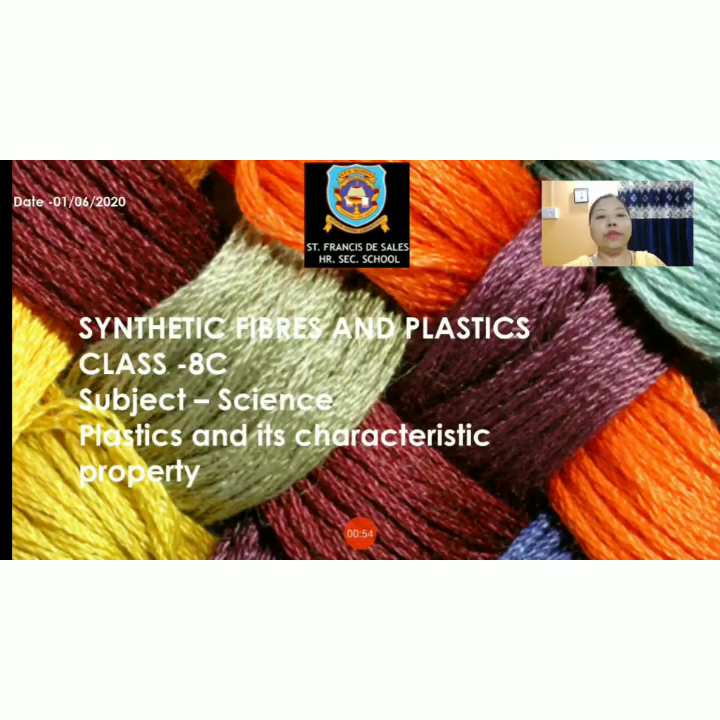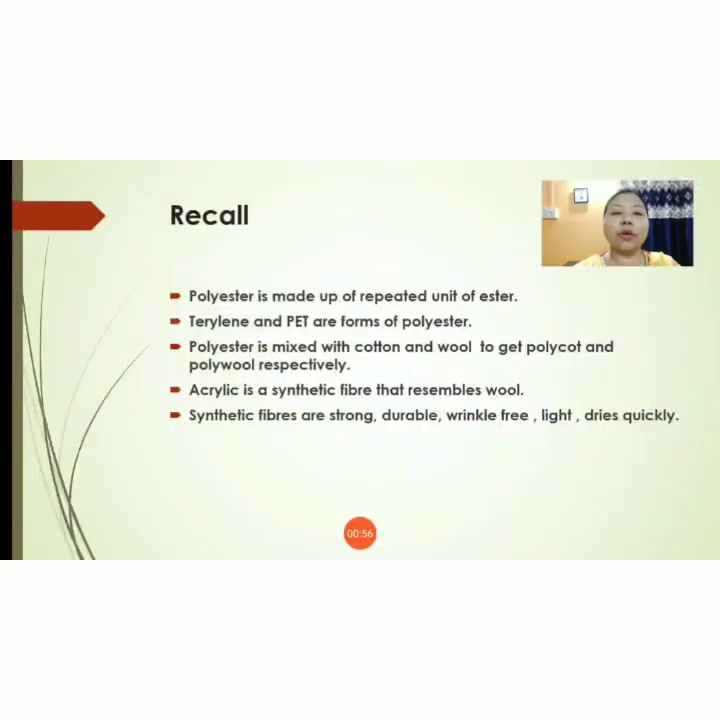Fine. So, before beginning the class, let us recall what we have learned. In the previous class, we have learned that polyester is made up of repeated units of ester. Terylene and PET are forms of polyester. Polyester is mixed with cotton and wool to get polycot and polywool. Acrylic is a synthetic fiber that resembles wool. And synthetic fibers are strong, durable, wrinkle-free, light and dry up quickly.